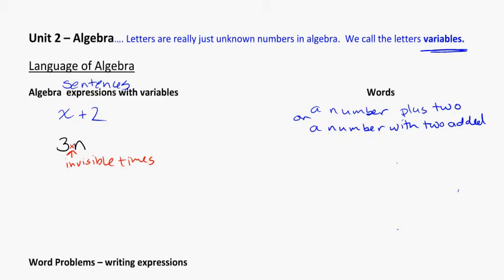So if I was going to write this out in words, I would say 3 times a number, because we're not sure what that is yet, right? So it's just 3 times a number.